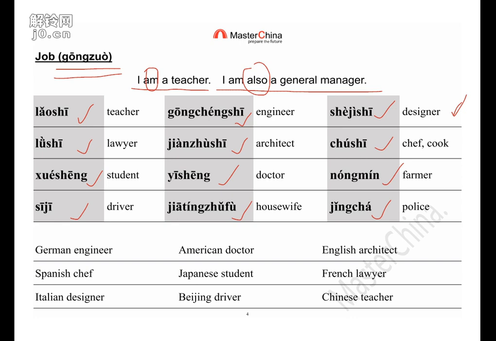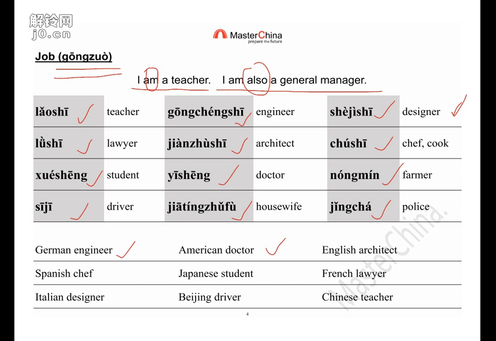For example, 他是德国工程师. How to say this? Please say it yourself first, then I give you. Yes, 美国医生. 他是美国医生. Exactly the same as English order. See? So, Chinese is basically very similar to English.